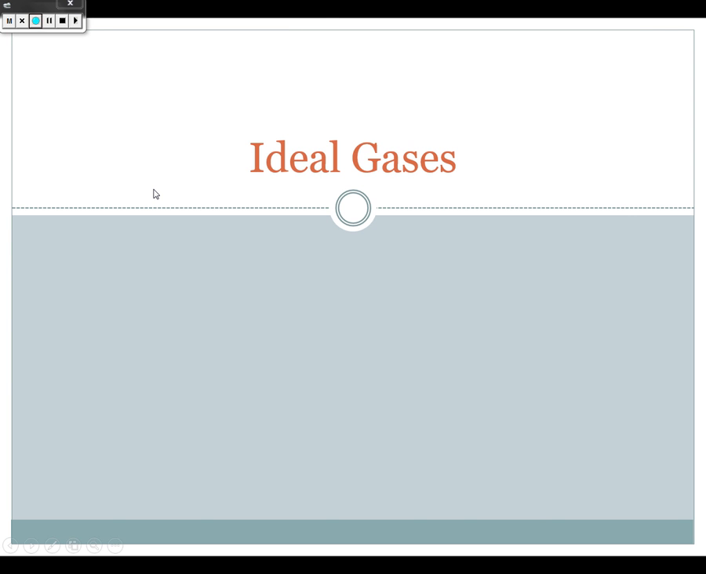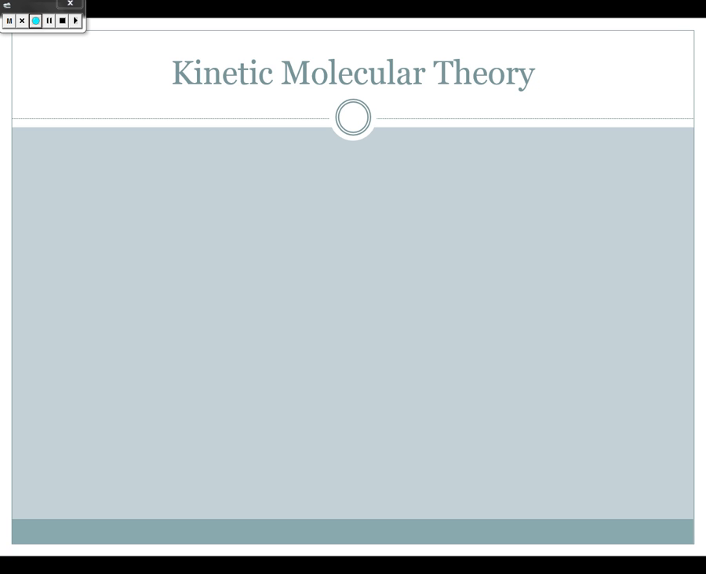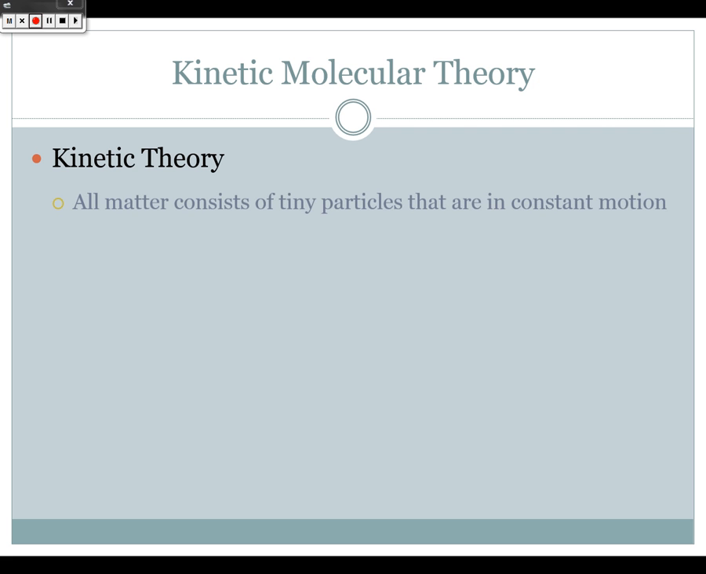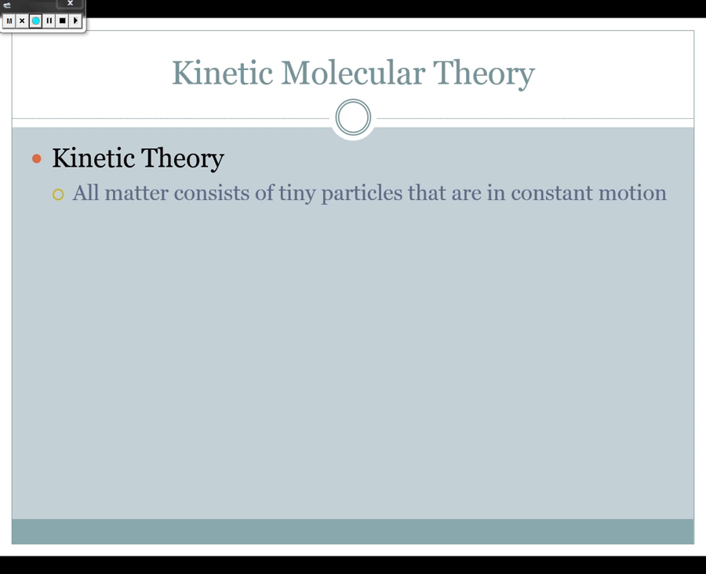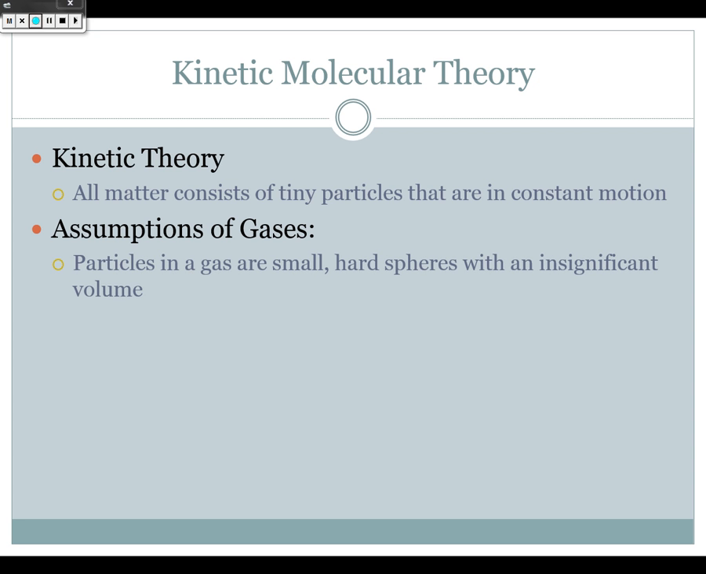Alright, so today we're going to be learning about ideal gases. There's a theory called kinetic molecular theory, which states that all matter consists of tiny particles that are in constant motion. And we make this assumption of gases in terms of kinetic molecular theory, or KMT, that particles in a gas are small, hard spheres with an insignificant volume.